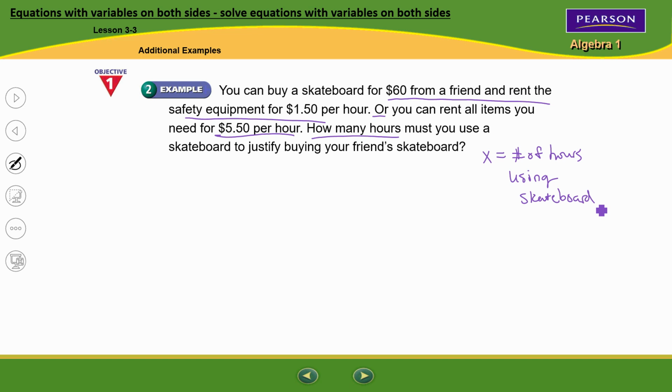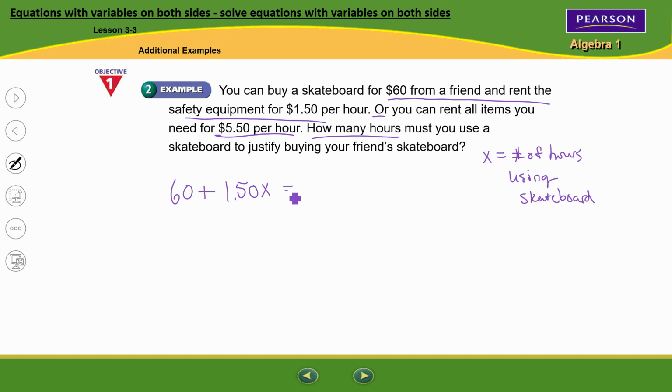$60 from a friend. Is that a one-time thing or does that keep happening? It's a one-time thing. Unless you do it multiple days, but that's not the case. We're talking about one day. And we're finding out how many hours. Plus, how much is it to rent the equipment? In that scenario, it is $1.50 per hour. $1.50 every hour is a repeated addition of $1.50 every single hour. So we indicate repeated addition through multiplication. $1.50 per hour times the number of hours.